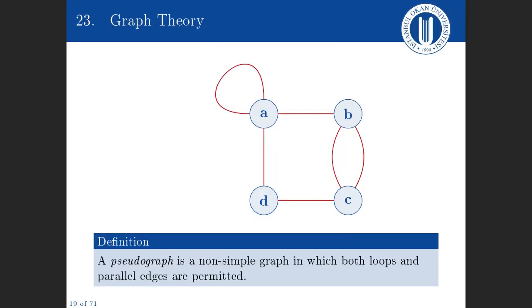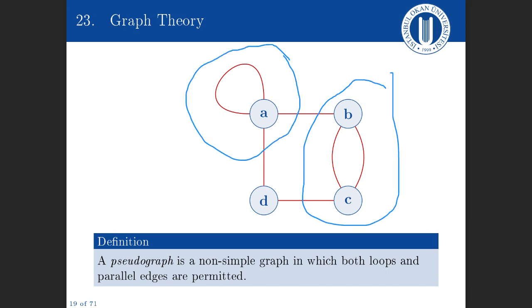A pseudograph is a non-simple graph in which both loops and parallel edges are permitted. This is a picture of a pseudograph because it has parallel edges between B and C, and it has a loop connected to A.